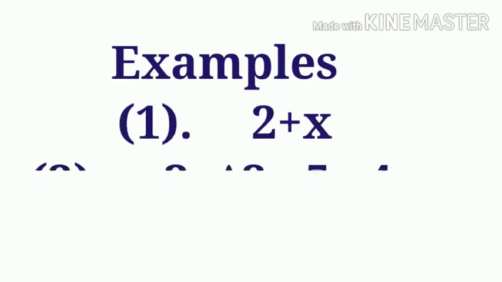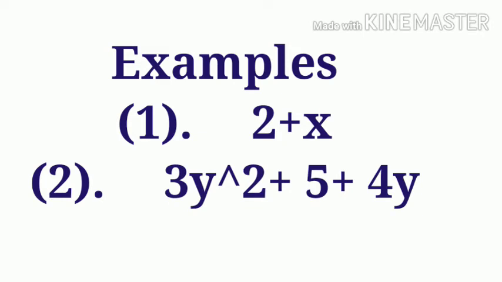Let's see some examples. First, 2 plus x. Second, 3y square plus 5 plus 4y. In the first example, the variable is x and the power is 1. In the second example, the variable is only y and the power is 2 and 1.